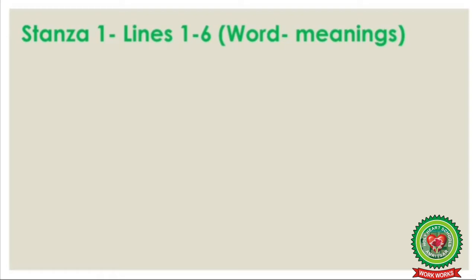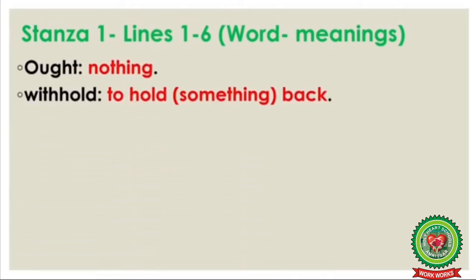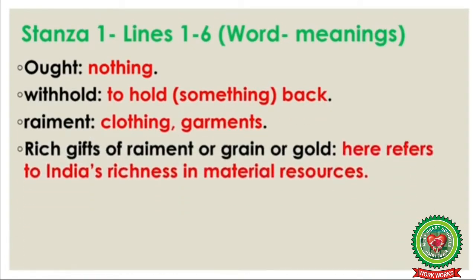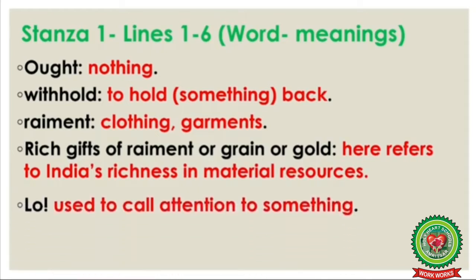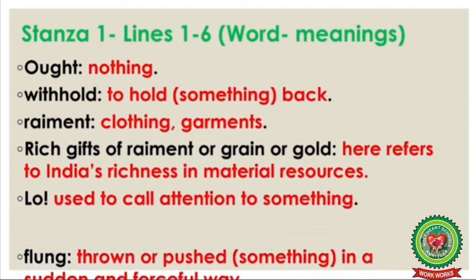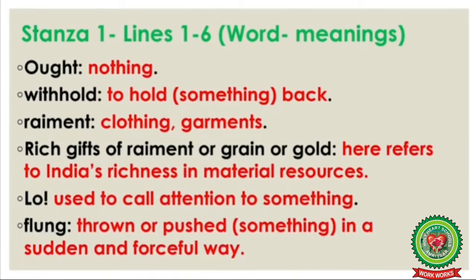Now, in our first stanza, I have taken lines 1 till 6. Now let us see its word meaning. The meaning of the first word, ought, is nothing. Withhold, to hold something back. Raiment, clothing, garments. Rich gifts of raiment or grain or gold here refers to India's richness in material resources. Low, it is an expression used to call attention to something. Flung, thrown or pushed in a sudden and forceful way.